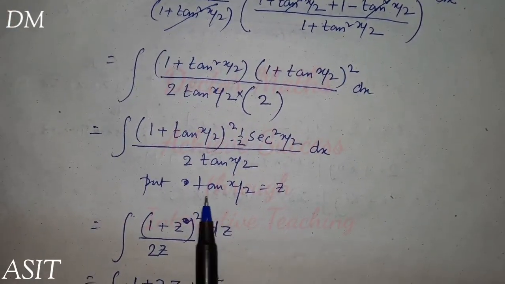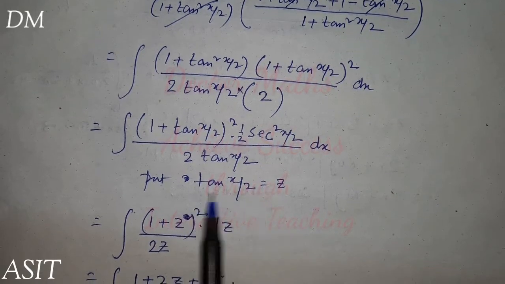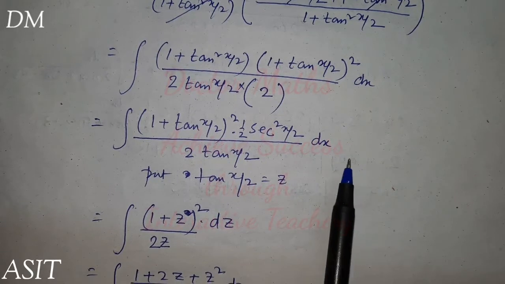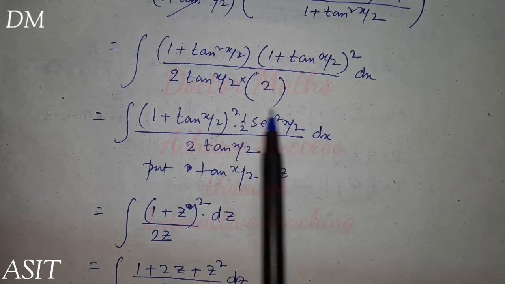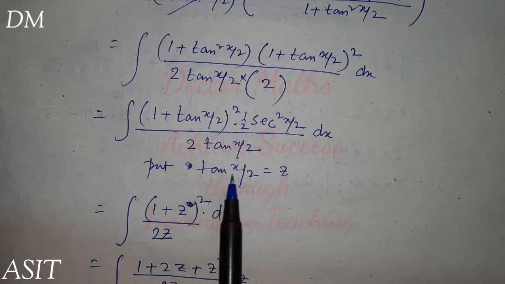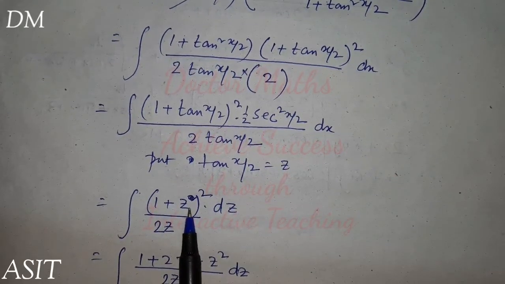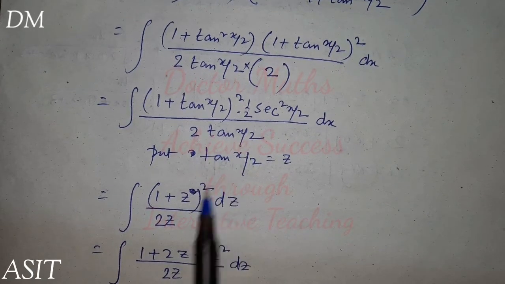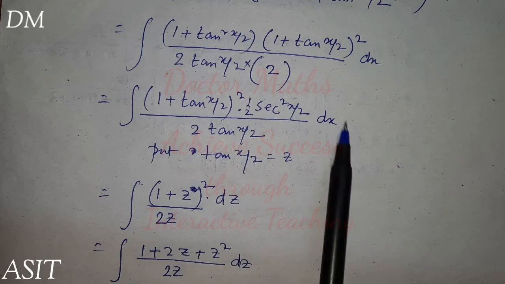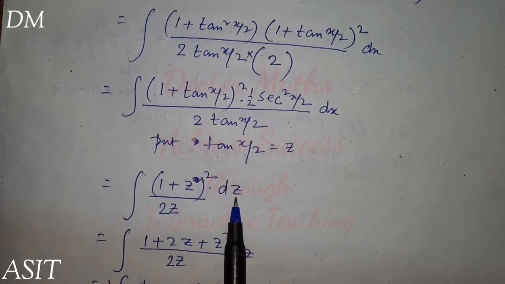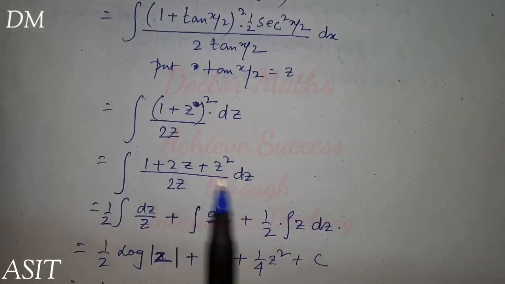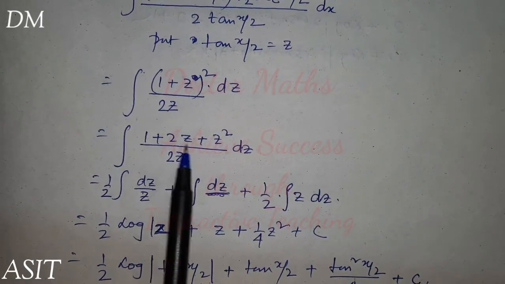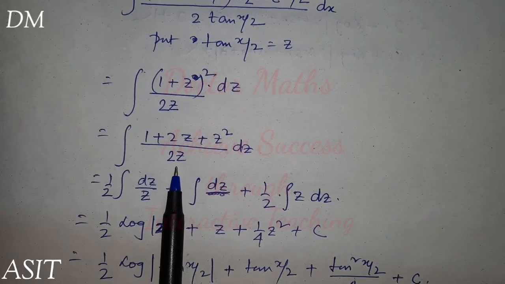Now we can put tan x by 2 as z. So if I put tan x by 2 as z, we know that 1 by 2 secant square x by 2 dx will be dz. So therefore this term will be dz, and all the tan x by 2 will be converted to z. So therefore we can write this term as 1 plus z whole square, and this will be 2z, and these will be dz. Now here we can use a formula here. So it will be 1 plus 2z plus z square by 2z.